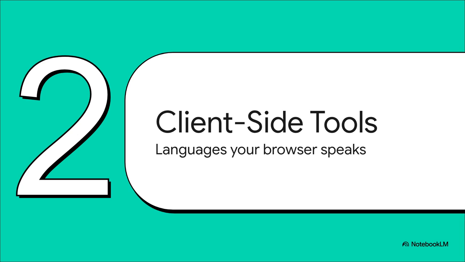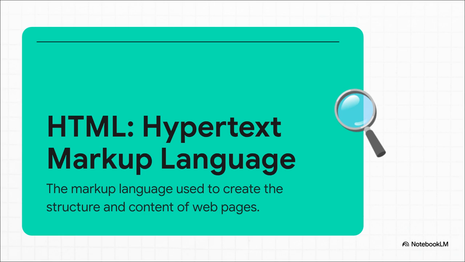Okay, so let's start in that dining room and take a look at the client-side tools. There are three main languages that your browser, whether it's Chrome, Safari, or anything else, speaks fluently. Everything, and I mean everything, starts with HTML. That stands for Hypertext Markup Language. If a web page were a house, HTML would be the bare-bones skeleton. It's not about the style or the paint color, it's just the raw structure. The walls, the rooms, the doorways.